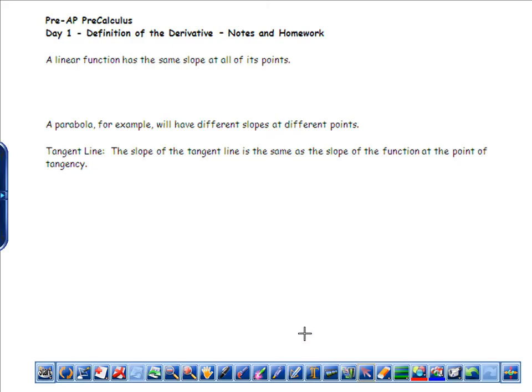Okay, so this is the video lesson for day 1 of derivatives. Let's first recall how we do linear functions and their slope. Now a linear function has the same slope at all of its points, and this is the slope. And if you remember, the most basic definition of slope is change in y, which we denote with delta y, over change in x, which is delta x.